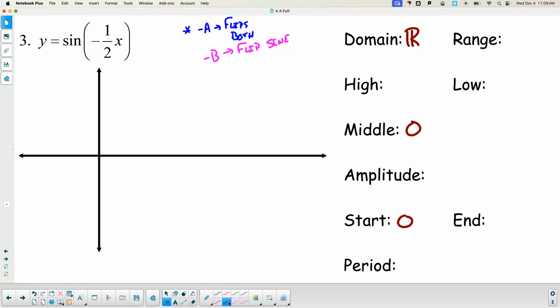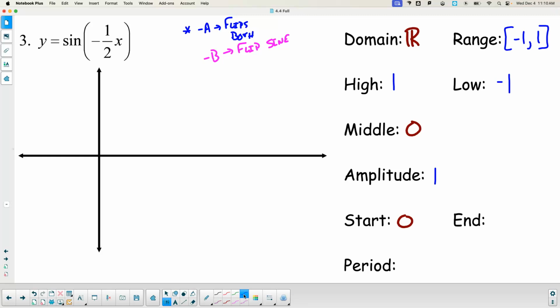What is the amplitude of this function? 1. Okay, I would agree that the amplitude is 1. Which means my high is at 1, my low is at negative 1. Which means my range is from negative 1 to positive 1.